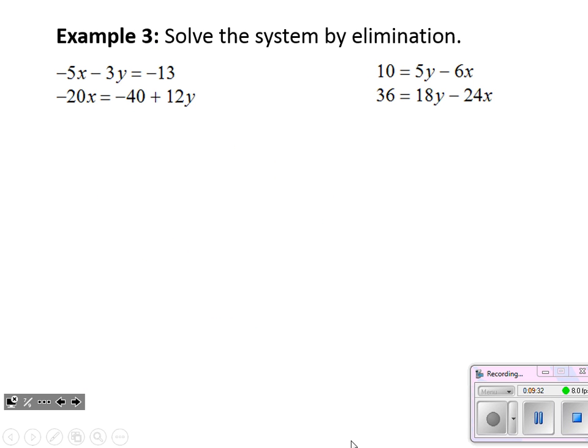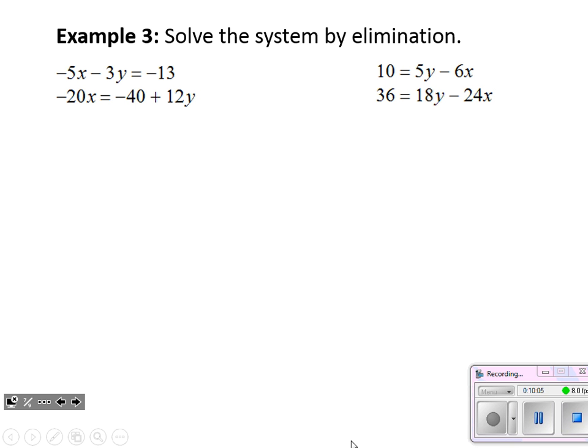All right, example 3, solve the system by elimination. This involved us, if you remember from Algebra 1, what we had to do was get the system set up so that our x's, our y's, our equal signs, and our constants are all nice and lined up. And that way we can combine like terms. We may need to adjust here or there to make one of the variables eliminate. So when I combine them, I want them to cancel out one of the variables, eliminate it.